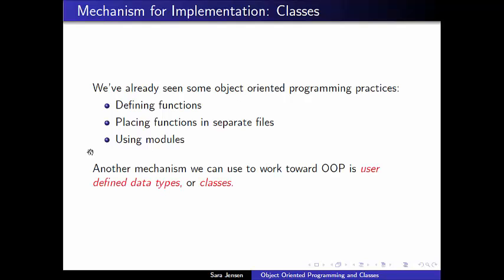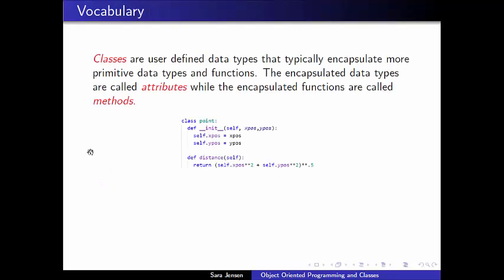Those three things in that particular order are sort of levels of advancement in our move towards object-oriented programming. We can take this one step further by defining whole mechanisms for interacting with data and using the computer in an object-oriented way with user-defined data types, otherwise known as classes. Now classes are user-defined data types, typically more complicated than the computer can represent with its individual built-in data types like integers, floats, strings, and Boolean data types.